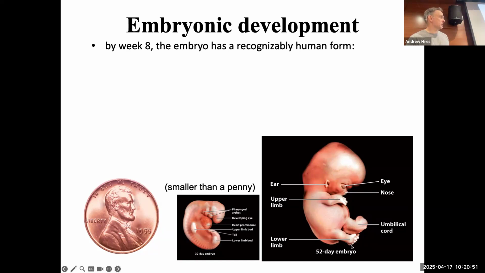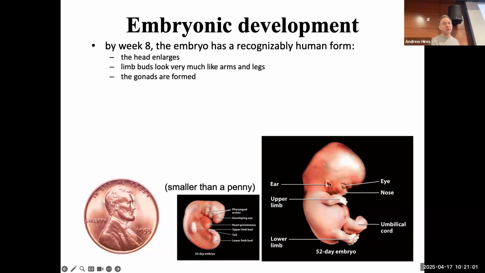Okay, this tail has disappeared. The feet and arms now look like real limbs. Eyes and nose and ears are all starting to develop. Okay, so at that time, also the gonads have been formed, and all the major organs are present, but they aren't really working yet. Now it's kind of interesting, this transition between the very early embryonic development and then mid-embryonic development.